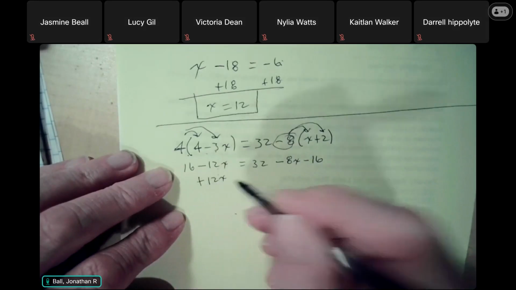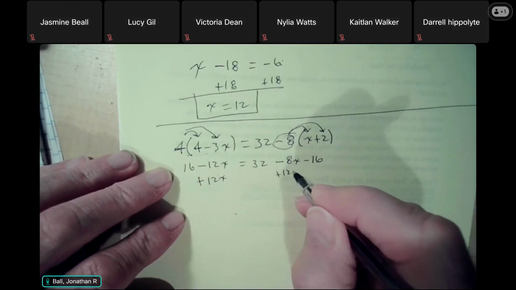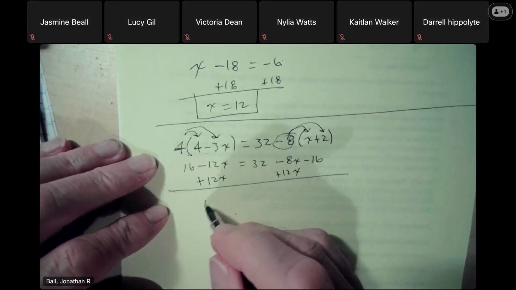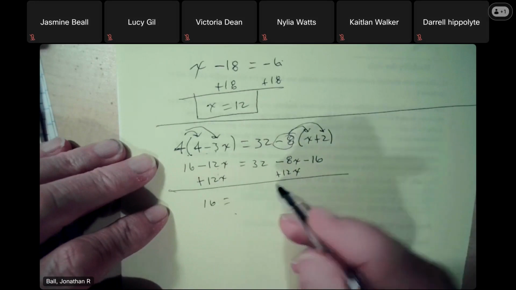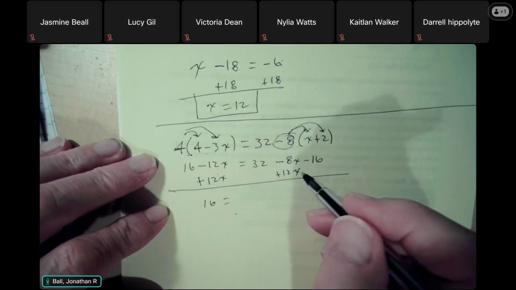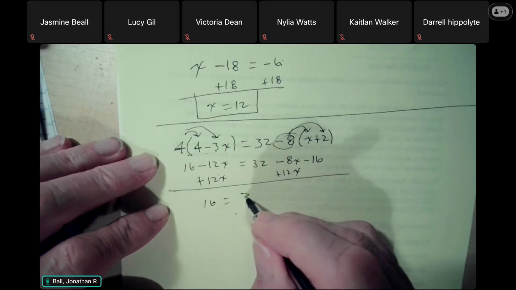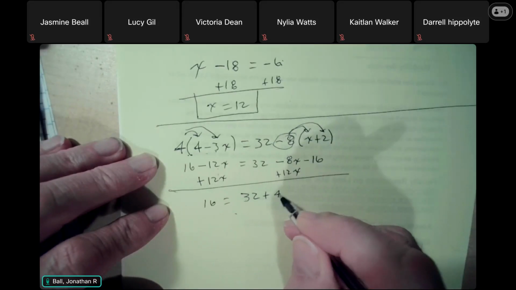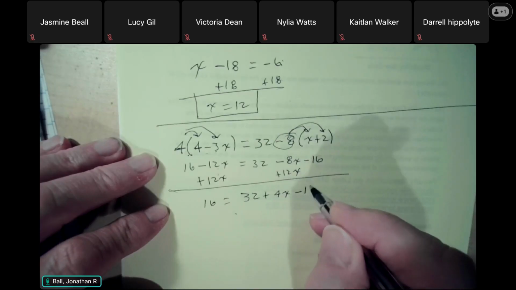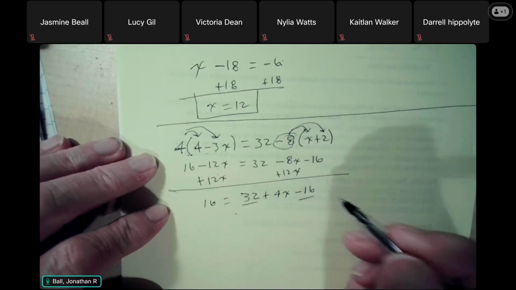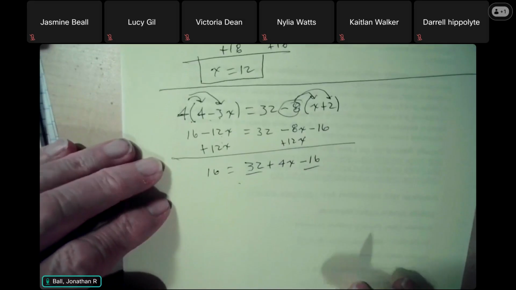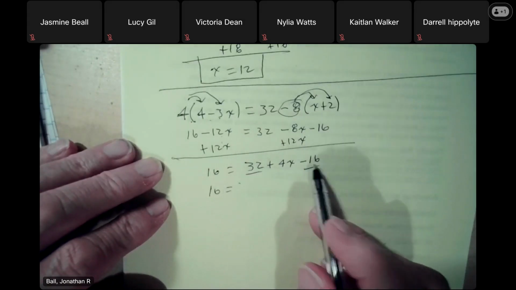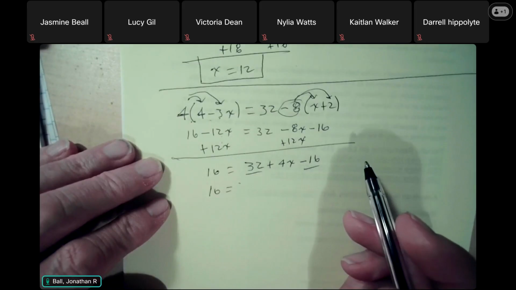Add 12x to each side. 16 equals, let's combine, well, no, let's not. 32 plus 4x minus 16. Now we have like terms here, right? 32 minus 16 is 16.